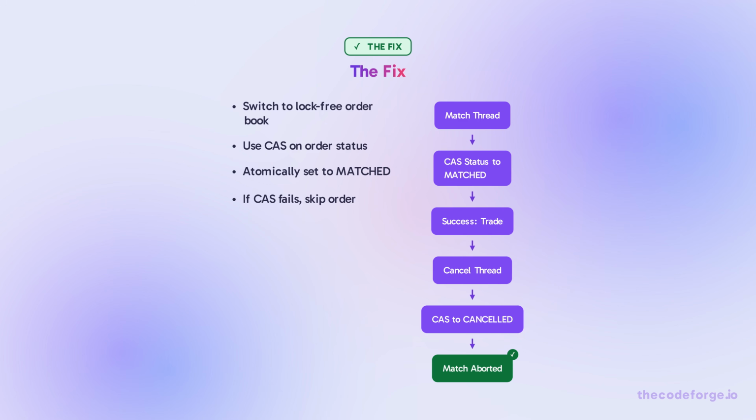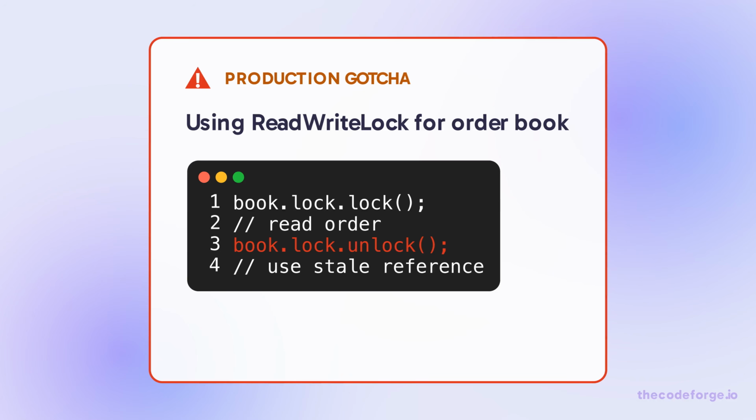Before matching, the engine atomically sets status to matched. If it's already canceled, the CAS fails and the match is aborted. This prevents double fills. This is the exact mistake from the incident. The lock was released after reading, allowing another thread to modify the order. Always use atomic state transitions on the order itself.